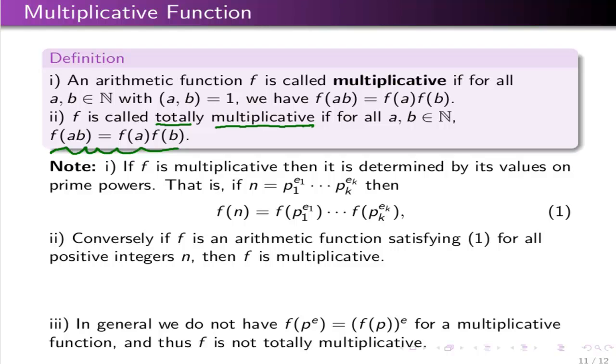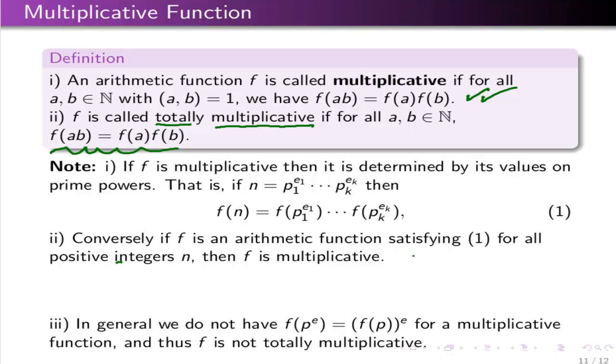So note, if f is multiplicative, then it's determined by its values at prime powers. So if n has a prime power factorization like this, p1 to the e1 through pk to the ek, then since the distinct prime powers are pairwise relatively prime, the multiplicative property, using induction, tells us that f of n is the product of the f values over these distinct relatively prime factors. Conversely, if f is an arithmetic function satisfying equation 1 for all positive integers, then f is multiplicative.